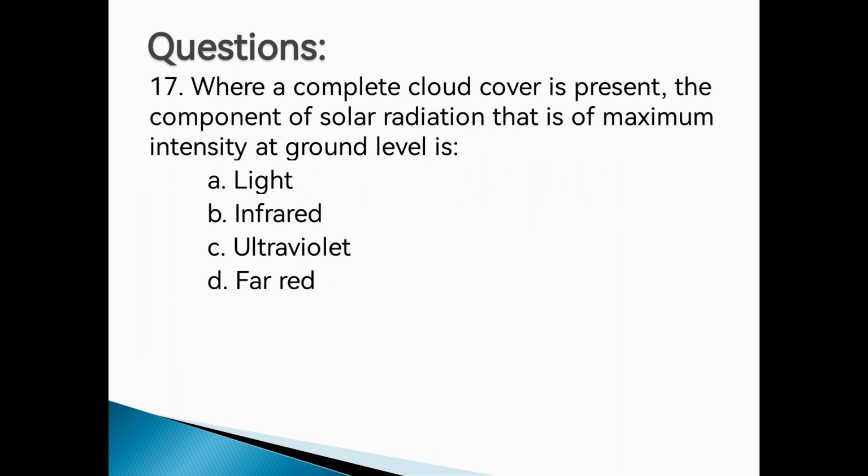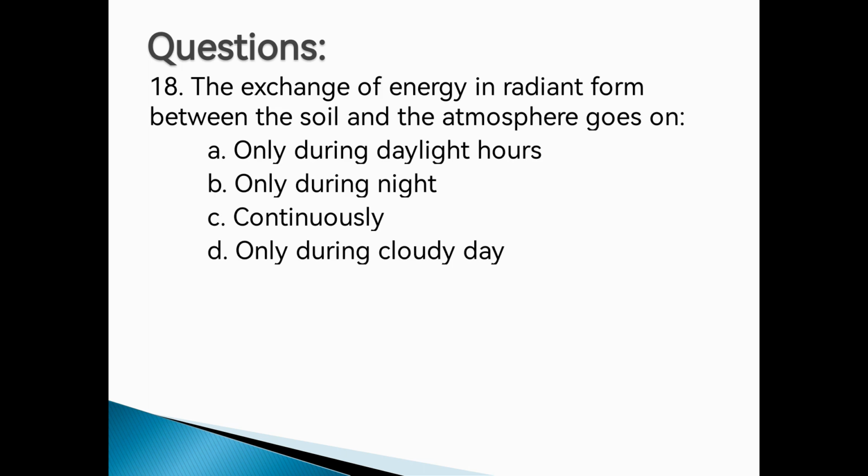Question number 17. Where a complete cloud cover is present, the component of solar radiation that is of maximum intensity at ground level is: A. Light. B. Infrared. C. Ultraviolet. D. Far red. The correct answer is A. Light.